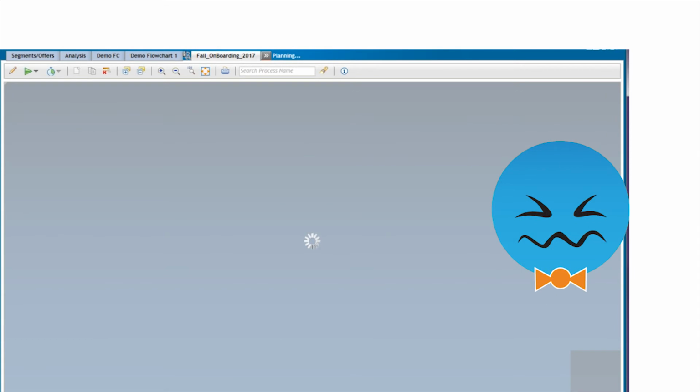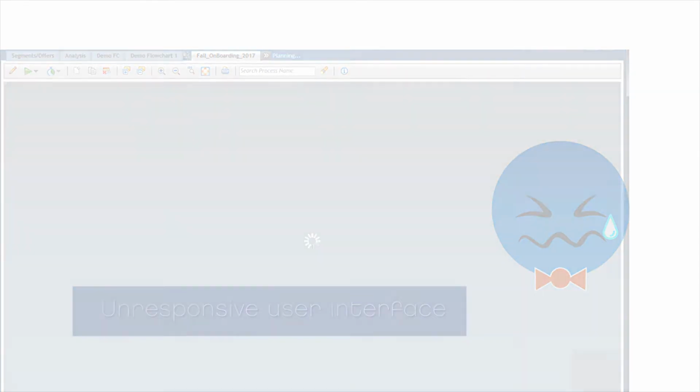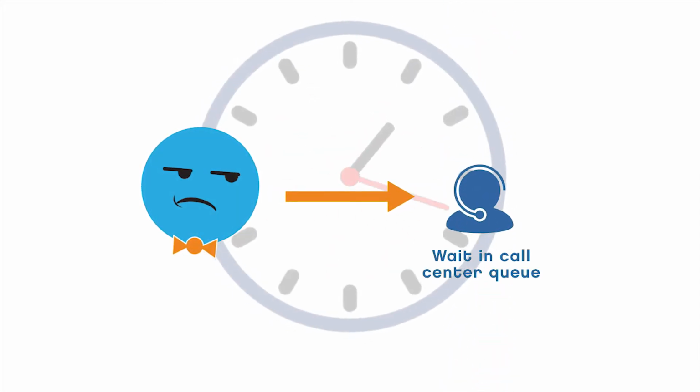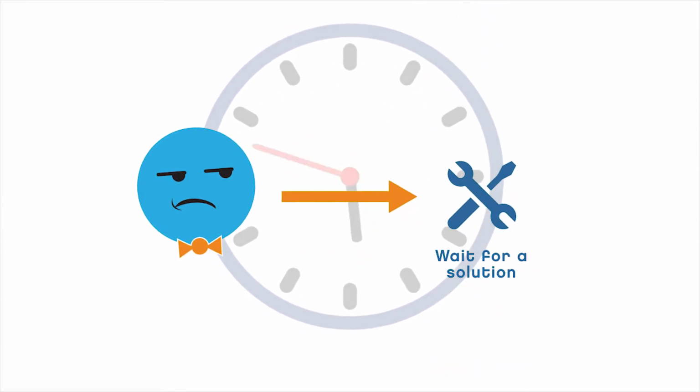The user realizes and tries to stop the flowchart, but because of heavy resource consumption, the user interface is no longer responsive. This means calling IT to terminate the flowchart and going through a call center until eventually getting assigned to the right person to address the problem.